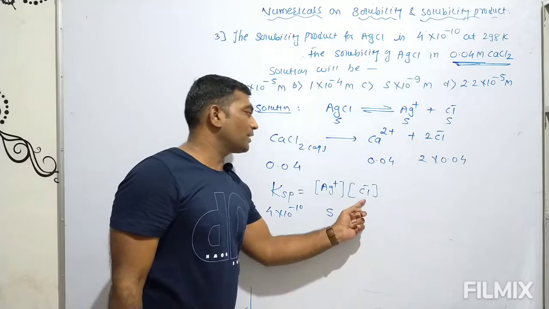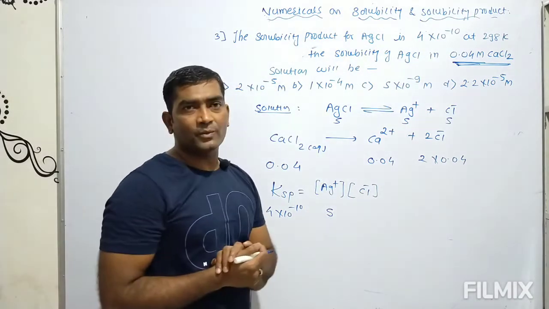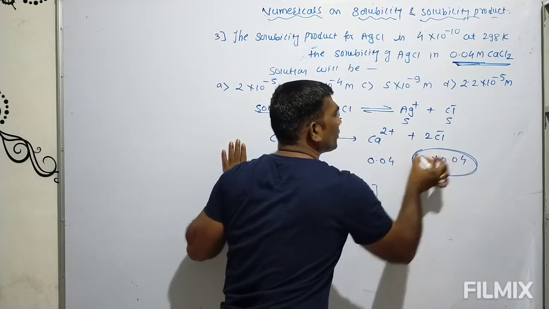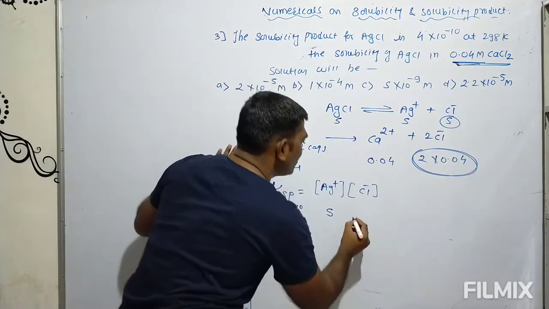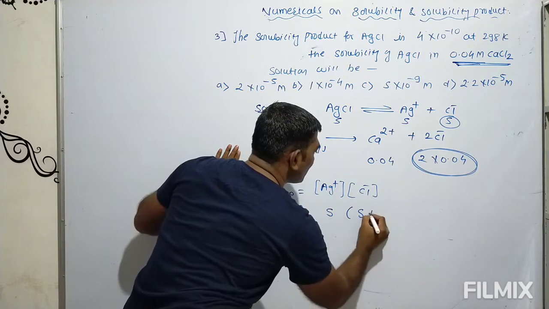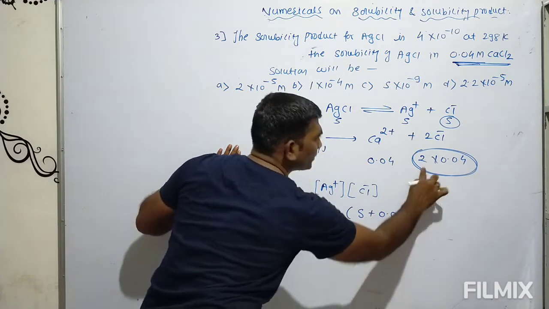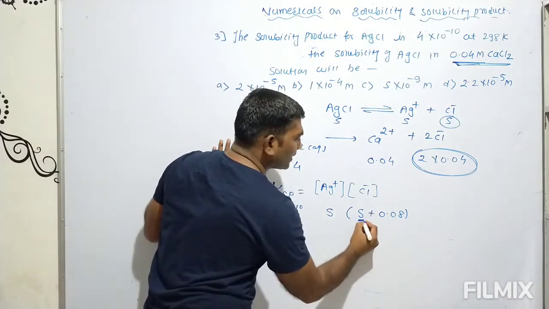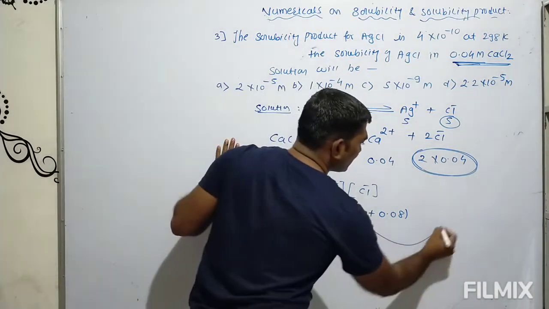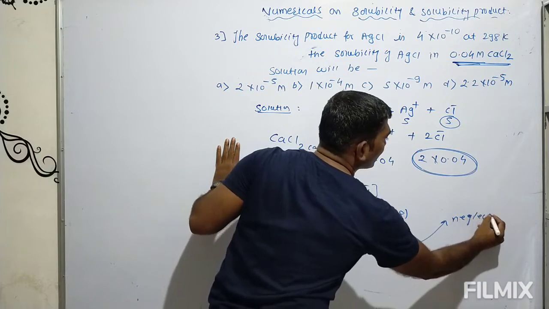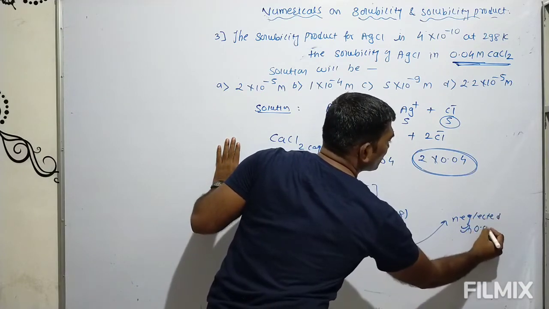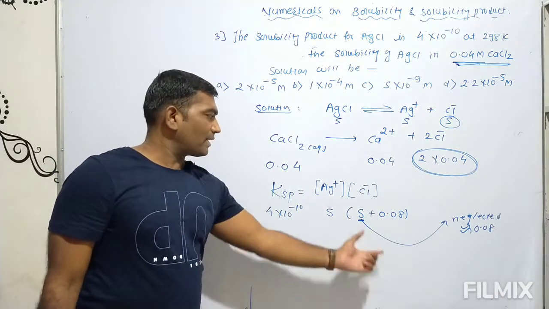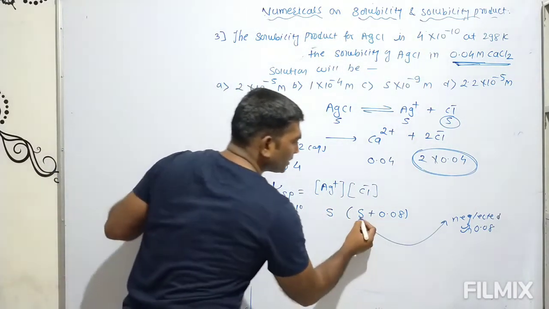Now the concentration of the Cl negative ion. Which concentration do we have to keep? Here there are two concentrations. One is 2 into 0.04, another one is S. Means here it is S plus 0.08. Now listen here. You know that this value S is neglected in comparison with 0.08. We have already discussed this. Again I am going to explain after the numerical. So here this is neglected.